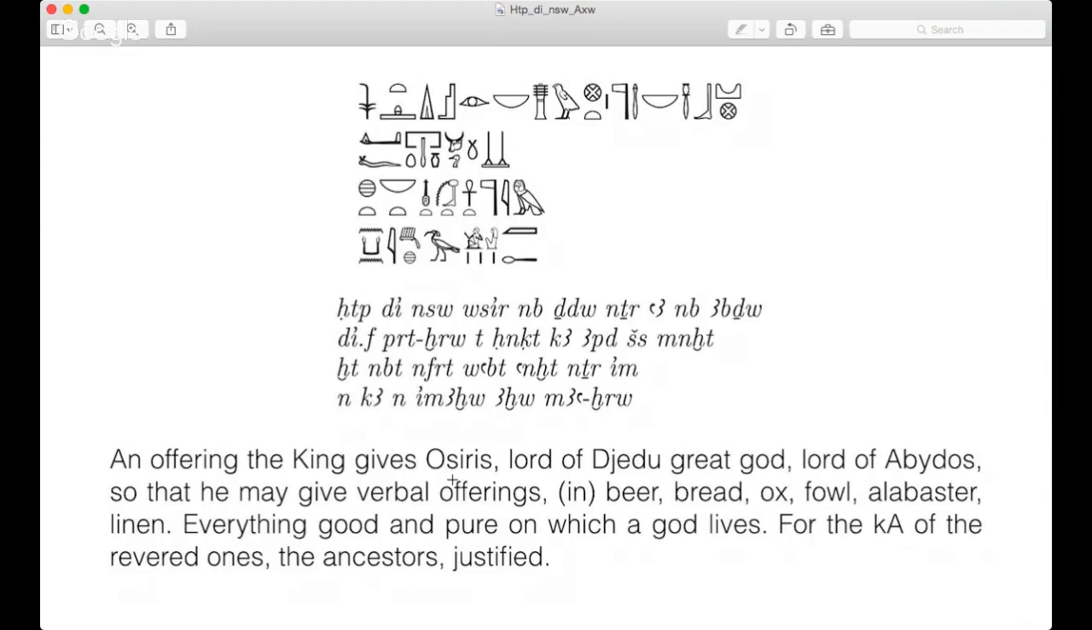And the translation is: an offering the king gives Osiris, Lord of Jadu, great God, Lord of Abydos, so that he may give verbal offerings in beer, bread, ox, fowl, alabaster, and linen, everything good and pure on which a god lives, for the ka of the revered ones, the ancestors justified.